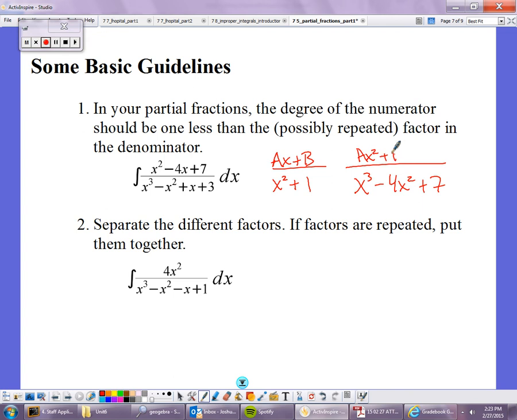ax squared plus bx plus c. If you have a third degree denominator, you want to have a second degree numerator. All right, and so on.